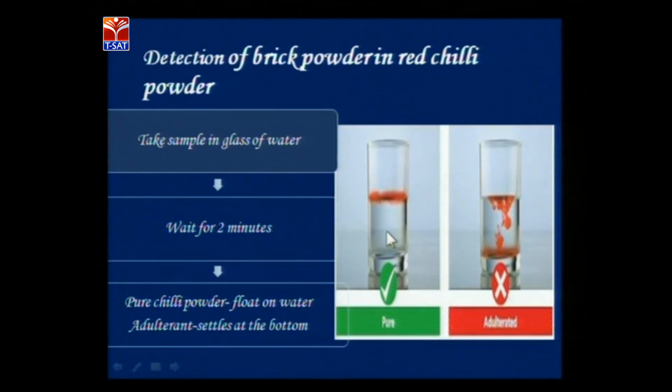See here friends, take a transparent glass of water and add your chilli powder to that water. If you are using pure chilli powder, it floats on the surface of water like this. If you are using adulterated chilli powder, the adulterant slowly settles at the bottom of the glass like this. Let us do a live test for this, okay?